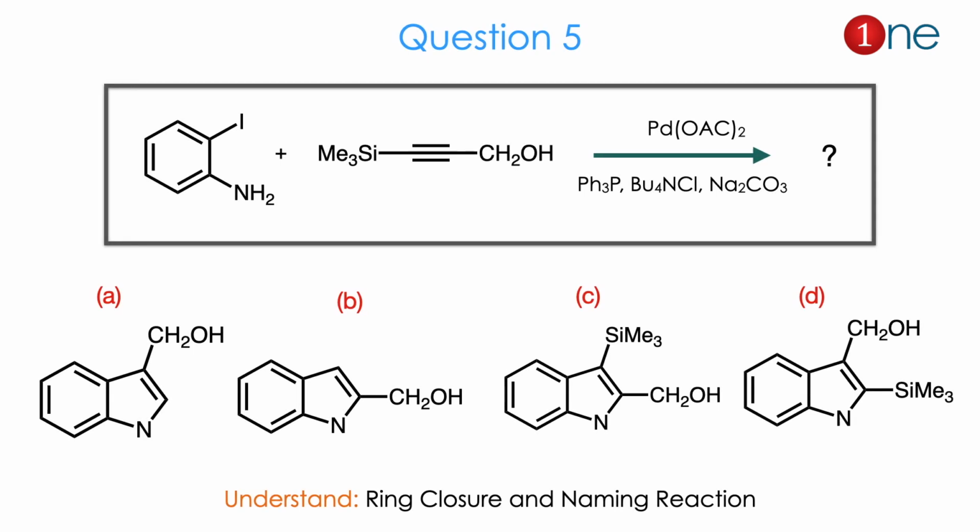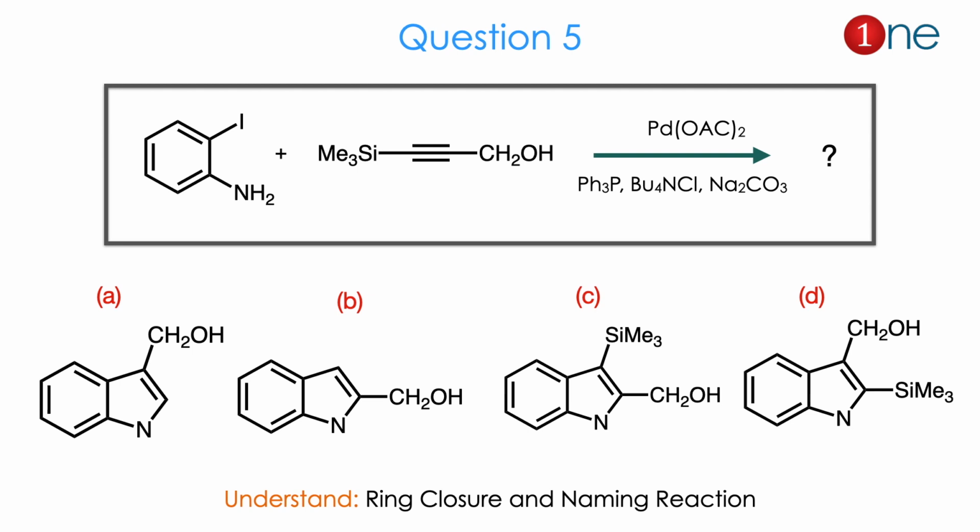Then question number 5. The starting material is benzene attached with iodo and an ortho amine, and you have an alkyne system with trimethylsilyl and alcohol. Here you are using a palladium reagent, and you are using a phosphine, a quaternary salt, and sodium carbonate.